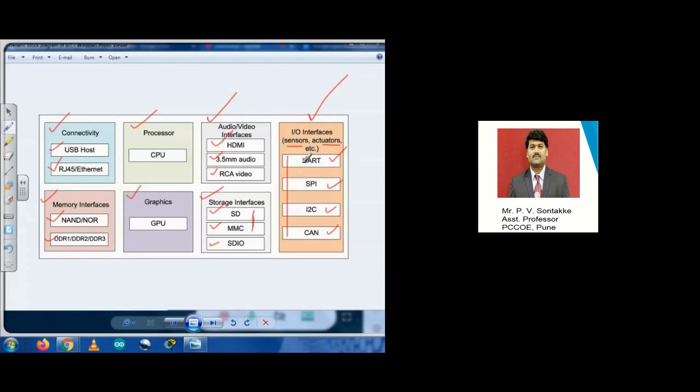What is the difference between UART and the others? UART stands for universal asynchronous receiver transmitter. SPI stands for serial peripheral interface. And I2C will be considered as inter-integrated circuit. All these are serial communication protocols. But how are they differing? Yes, anybody knows it?